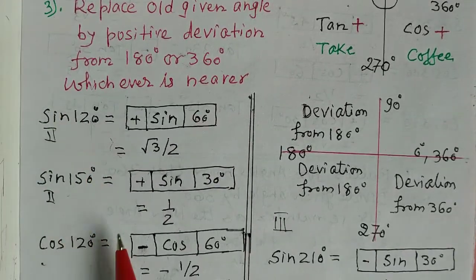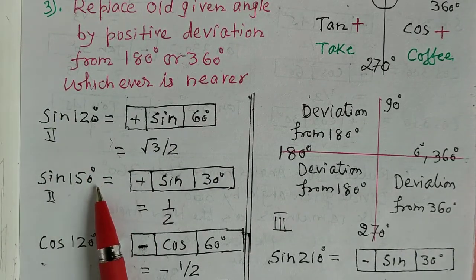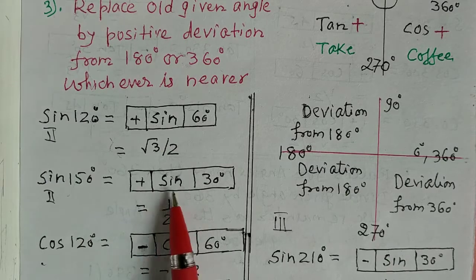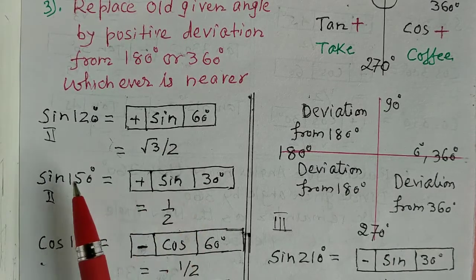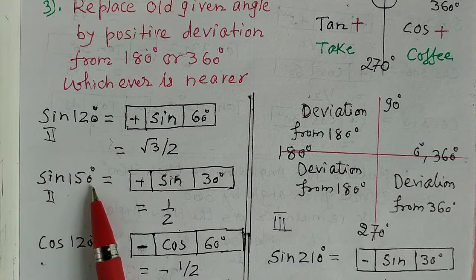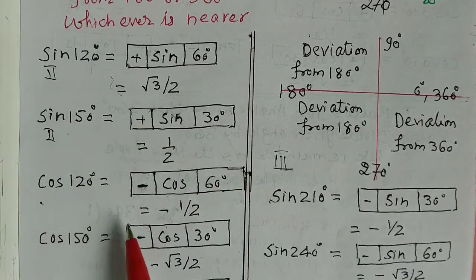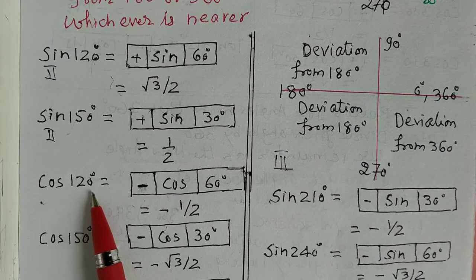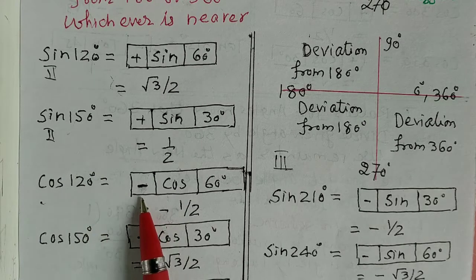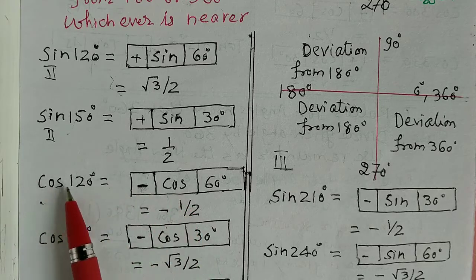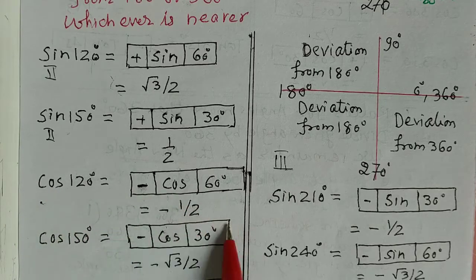Sine 150: sine is positive in the second quadrant, so write positive. No change in T ratio. 150 deviated from 180 will be 30. So you know the value. Now cos 120. 120 lies in the second quadrant where only sine is positive, so cos is negative. Cos remains cos. 120 deviated to 60, so minus 1 by 2.